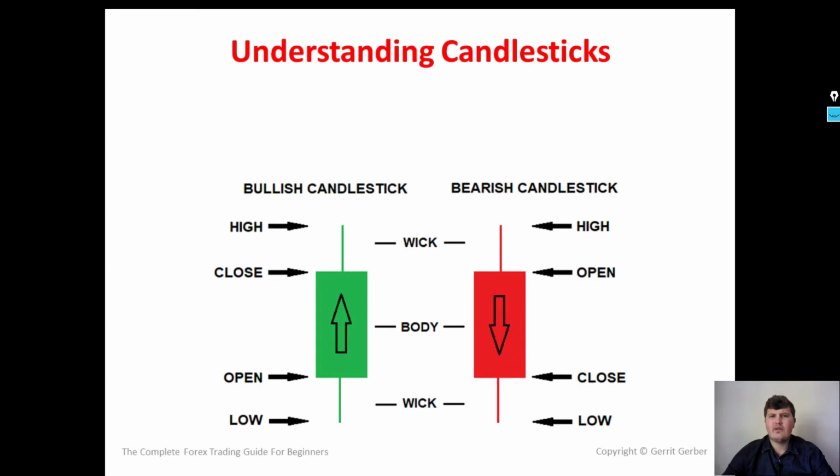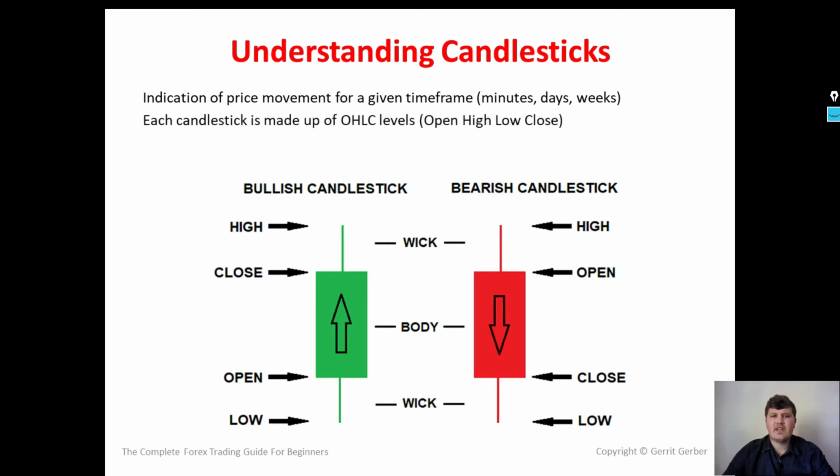In lecture 7, we are going to be taking a look at how to read and interpret the different candlesticks in the market. Now, candlesticks are an indication of price movement for a given time frame, and this time frame can be in minutes, days, weeks, and even months. And each candlestick is made up of an OHLC level, or an open, a high, a low, and a close level. So each candlestick contains its own unique 4 levels of price.